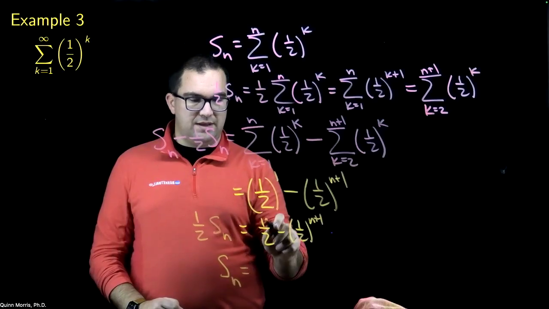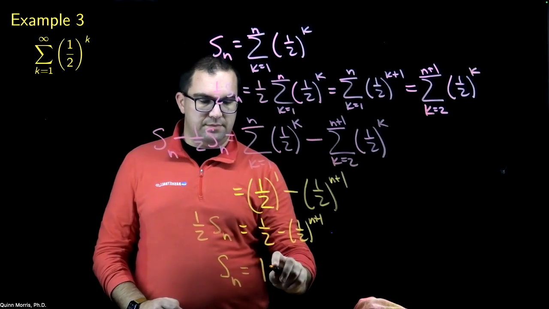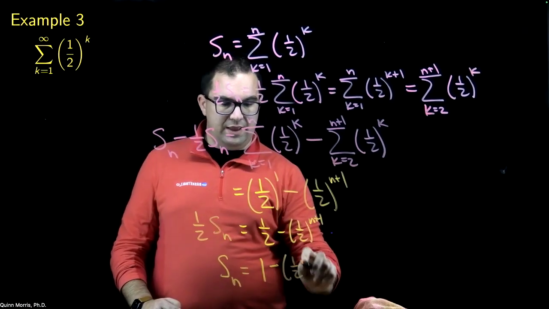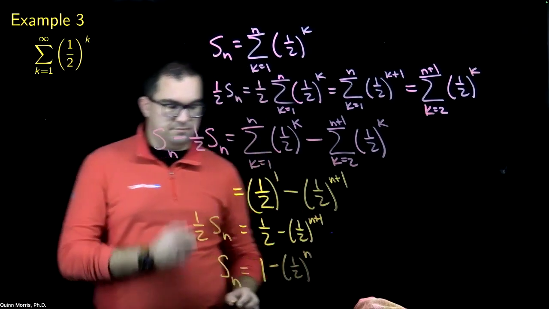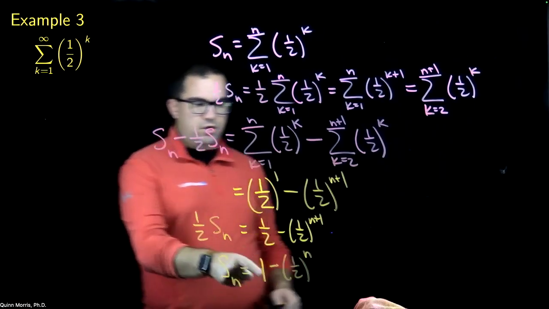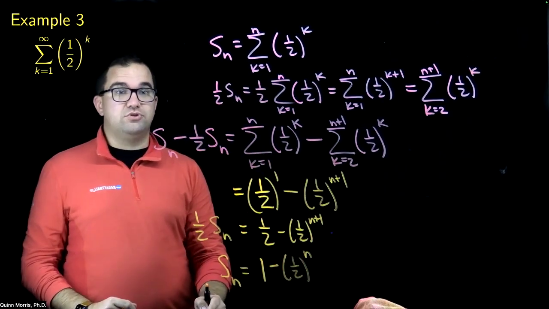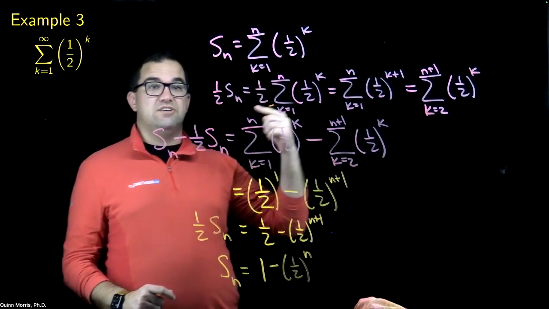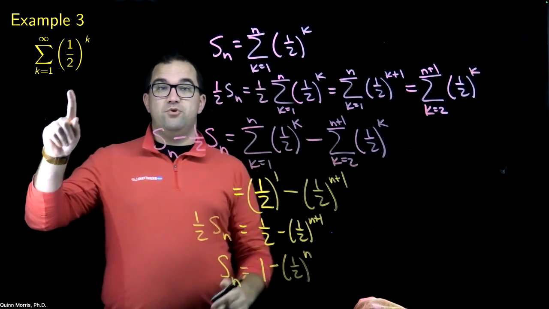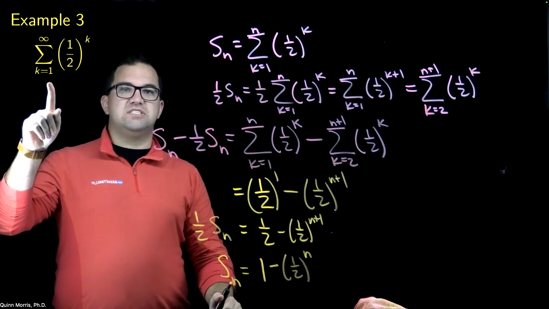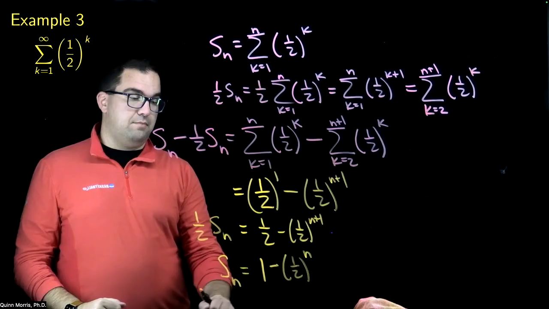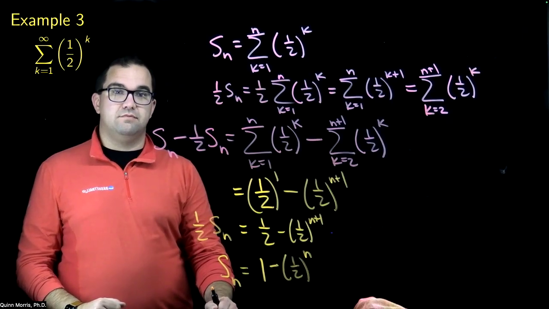So I multiply each side by 2. Multiplying this term by 2 will just give me a 1. Multiplying this by 2 will just give me a 1/2 to the n. And now notice that what I have here is a closed form expression for the nth term in the sequence of partial sums. So if you ask me now, hey, what's the sum of the first 50 terms here? I can tell you, well, it's 1 minus 1/2 to the 50th.